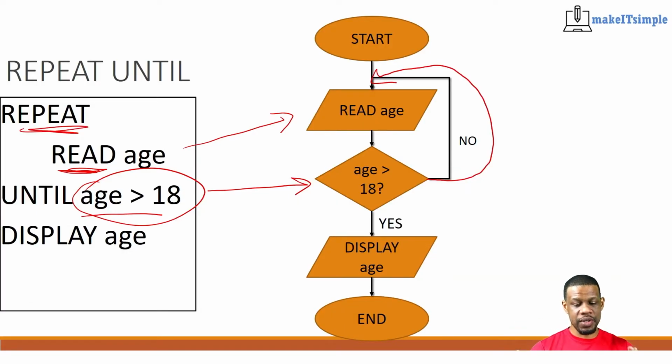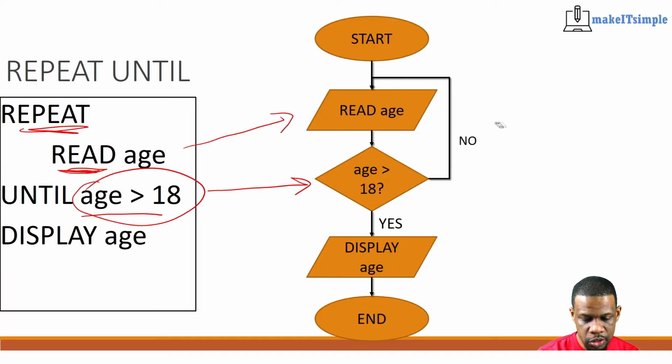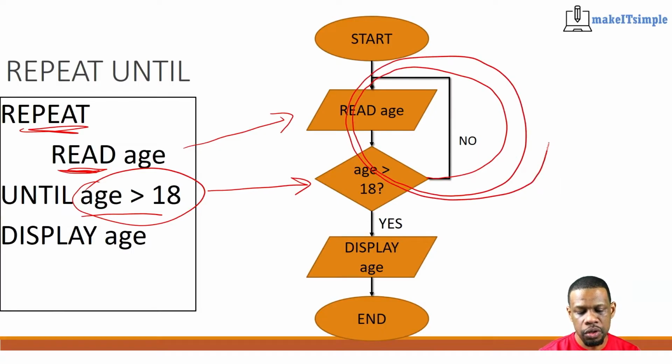So this is the easiest way to see that the decision, this box right here, is the one that makes a decision and says either yes or no. But if the answer is no for the repeat until, it's going to go back up to read the age over. And here's where you create the loop. So you can see the loop going like this. Looping, no. And then as soon as I hear yes, it'll be like yes.